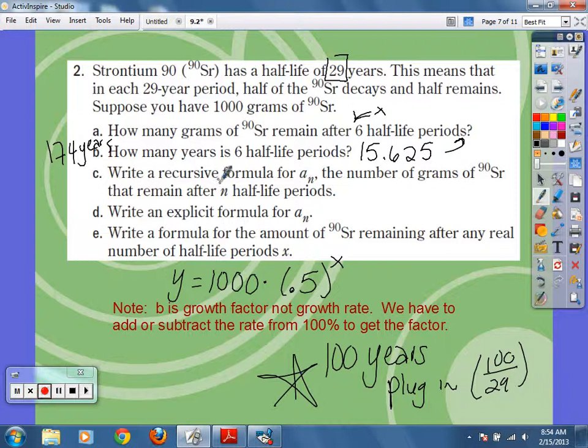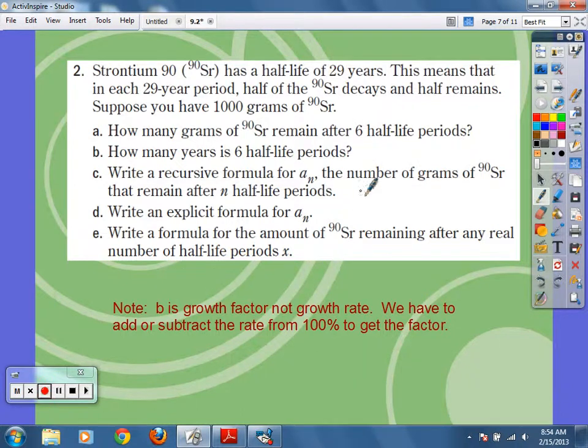We're going to write a recursive formula for a sub n, the number of grams that remain after n half-lives. Some of you still struggle with recursive formulas a little bit. What is the initial condition? We write a sub 1 equals, well, it was 1,000. After that, the mystery term is the term before it times 1/2, or you could put 1/2 a sub n minus 1.